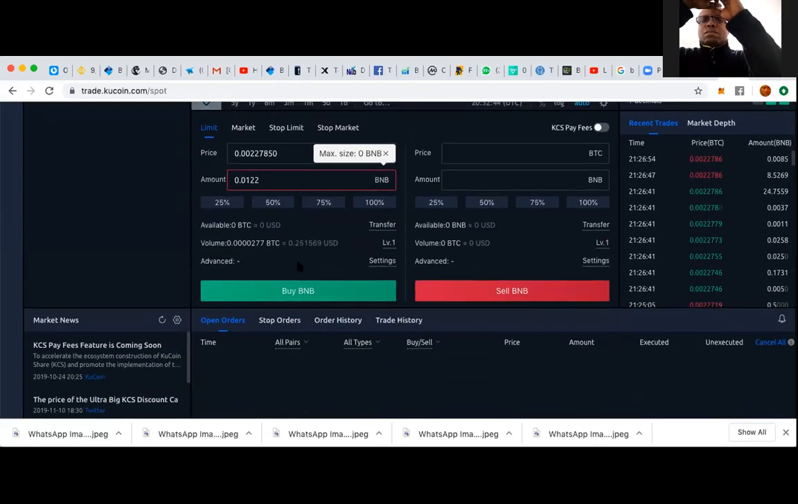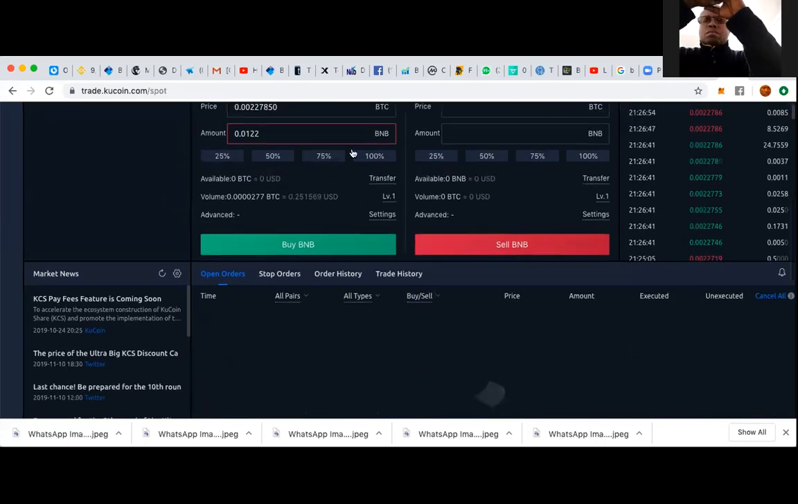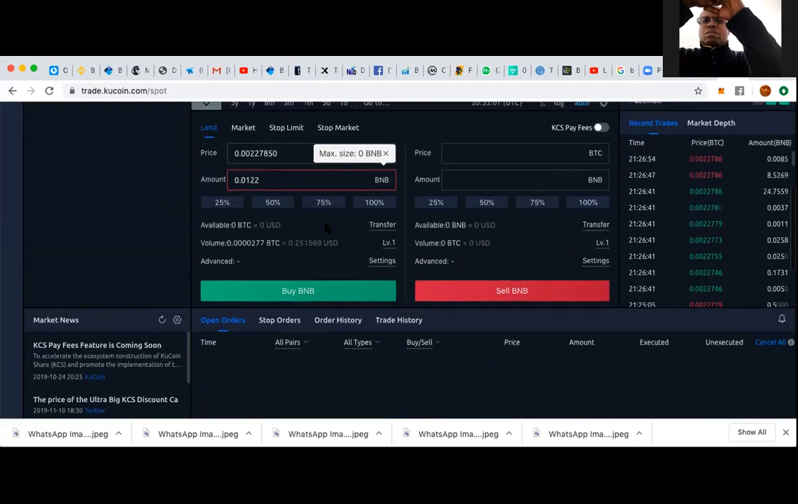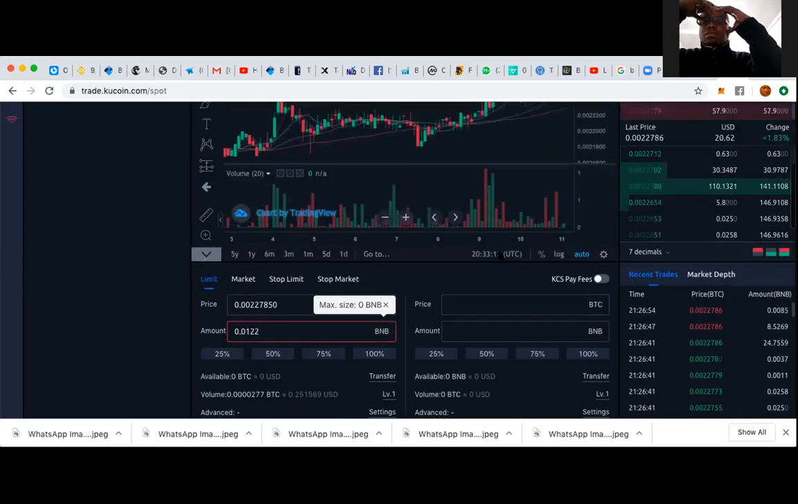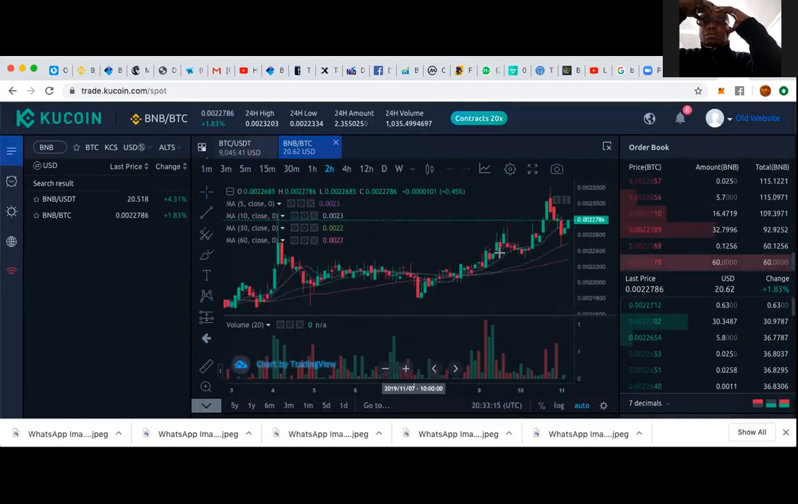Okay. So you go ahead and click on buy. Of course, we do not have money there, so it says maximum size 0. And you click on buy. So immediately you finish buying, it appears here: BNB volume, BNB BTC, the equivalent of it in BTC. And so that's how you navigate on the KuCoin.